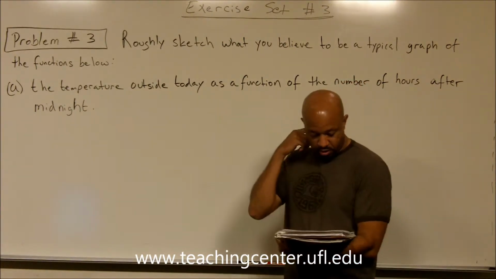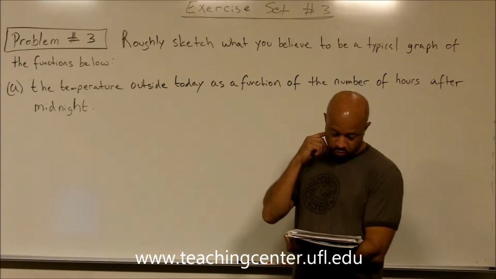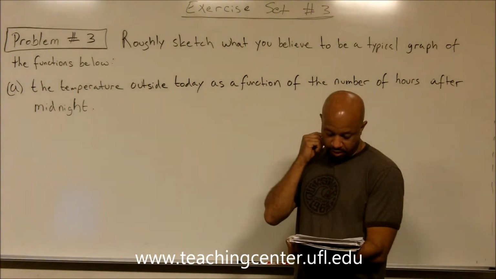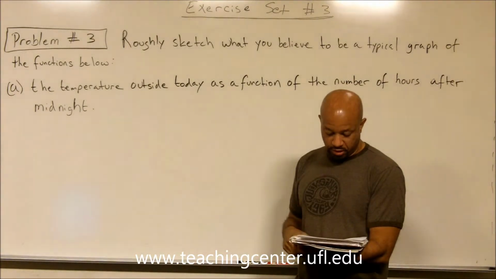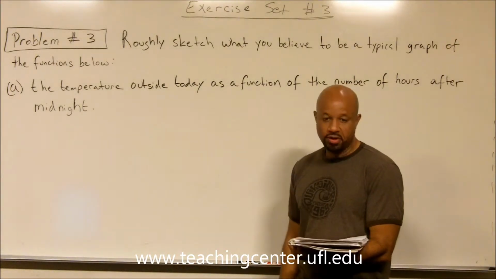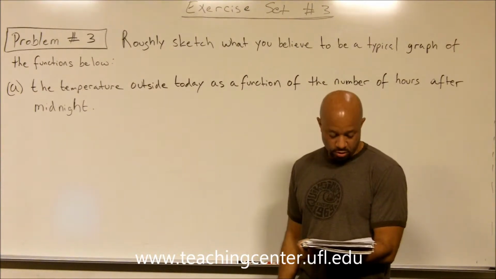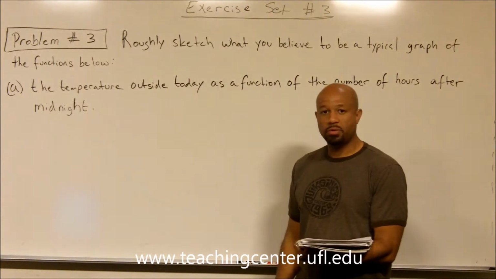We're going to work through problem number 3 in exercise set number 3. In this problem, it asks to roughly sketch what you believe to be a typical graph of the functions below. There are 3 different parts, A, B, and C. We're going to go through each one of them, starting with part A.